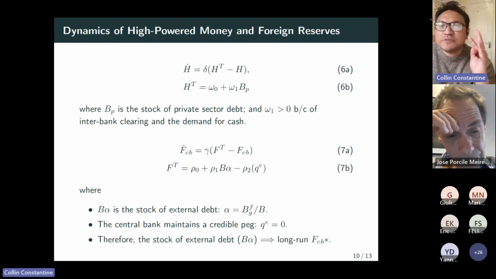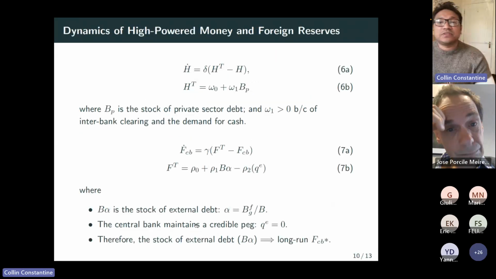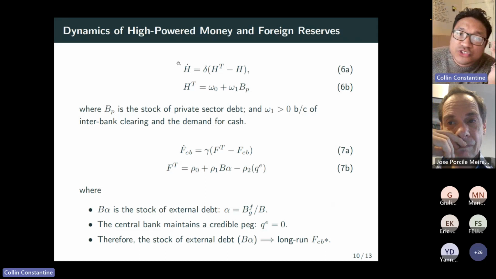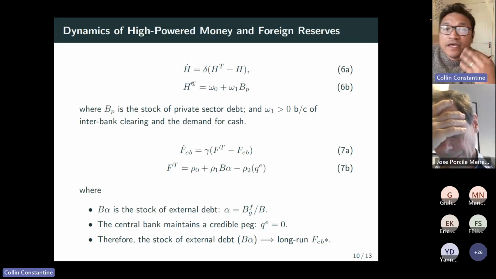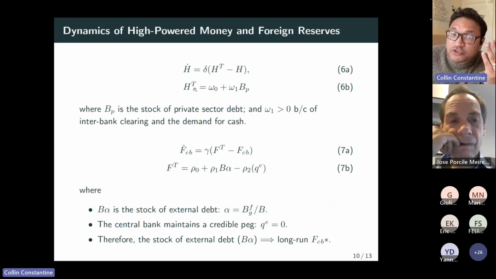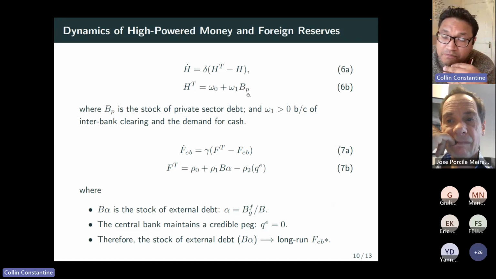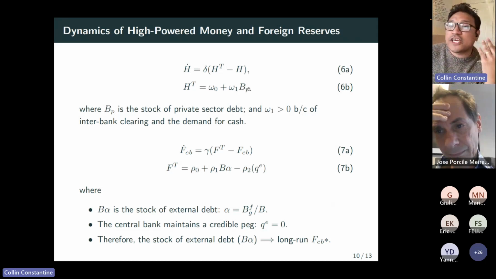All right. I'm trying to be as simple as I can. So this is just the evolution of high-powered money. In other words, banks are going to borrow from the central bank whenever they extend credit. So BP is the stock of private sector debt.